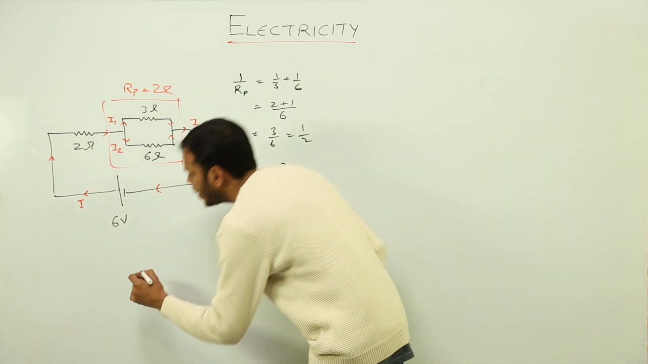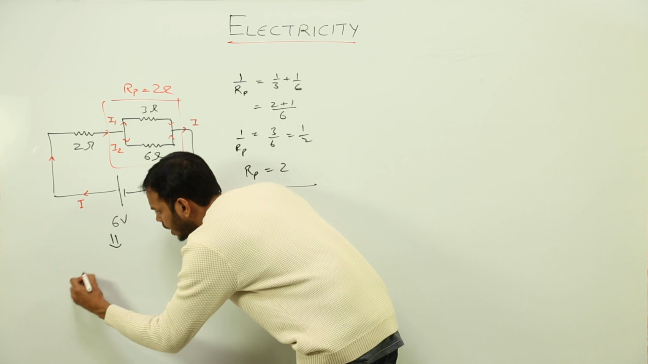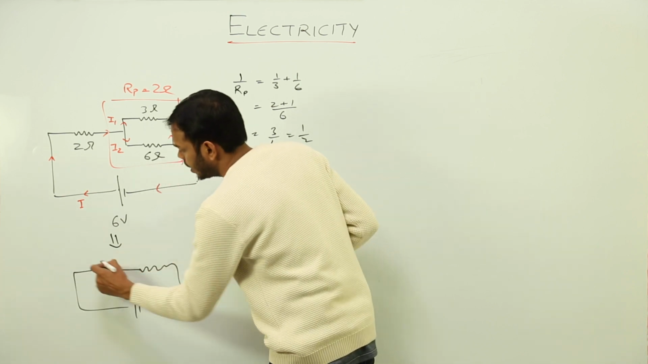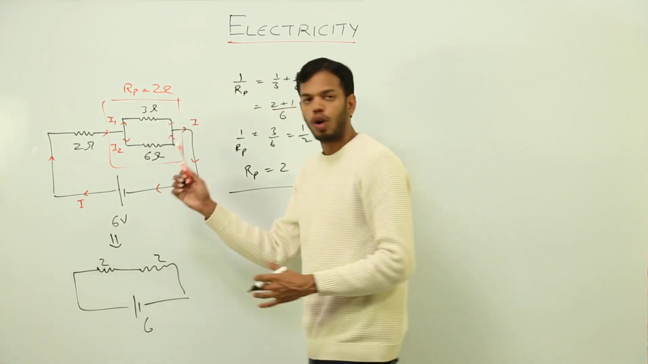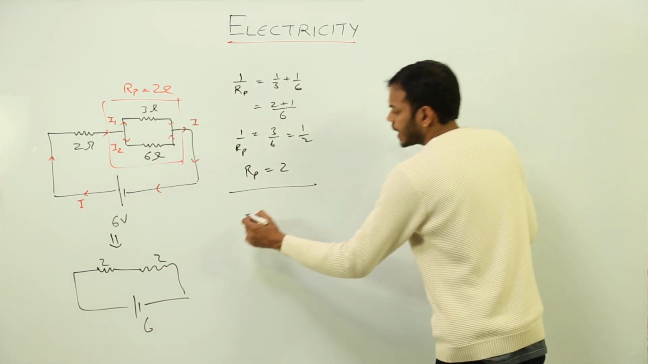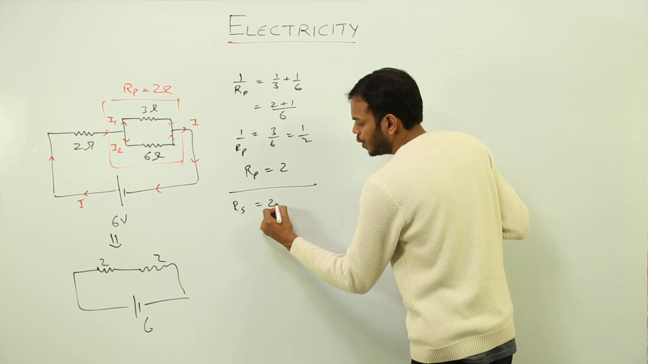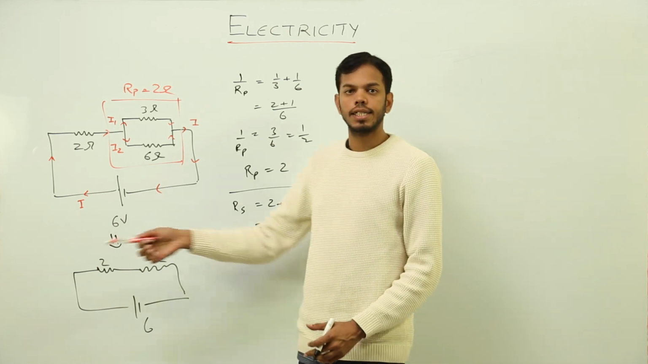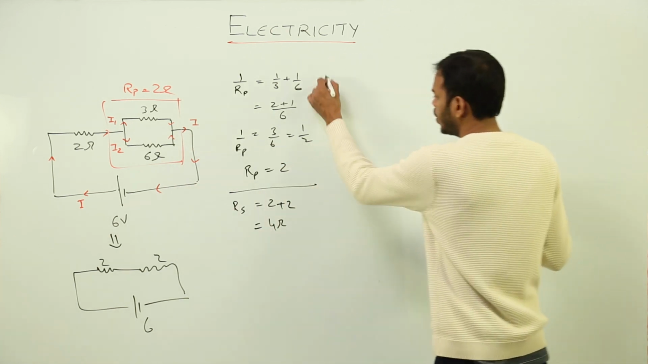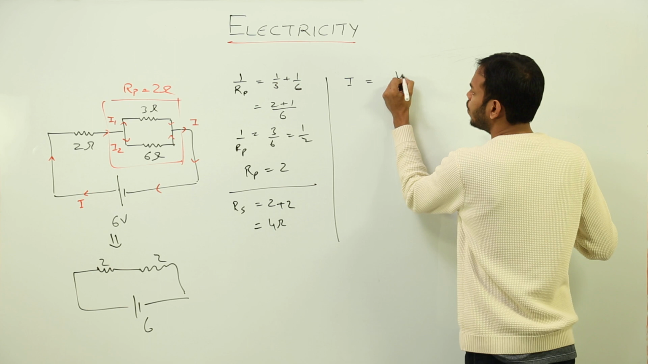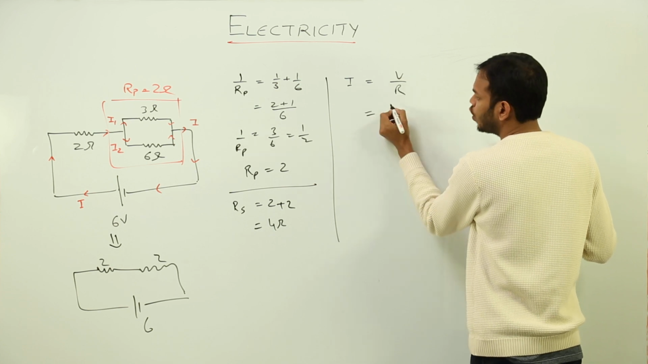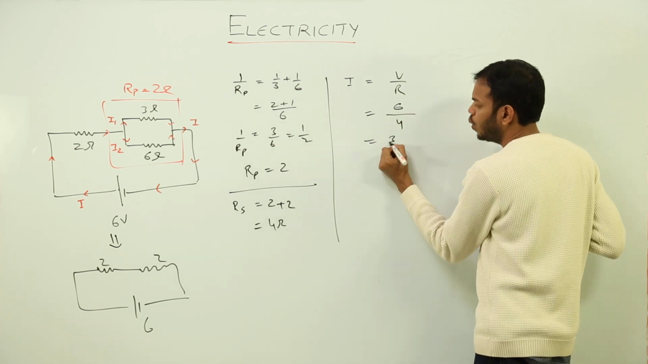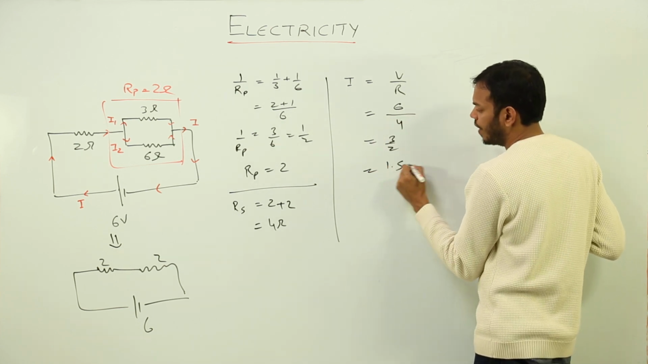If you are still not getting my point, this circuit can be redrawn like this: 2, 2 and 6. This is what I was saying. So resistance in series would be 2 plus 2, that is 4 ohms. So 4 ohm is the total resistance of the circuit. Total current would be total voltage upon total resistance. Total voltage is 6, total resistance is 4. That gives me 3 upon 2 or 1.5 amperes.